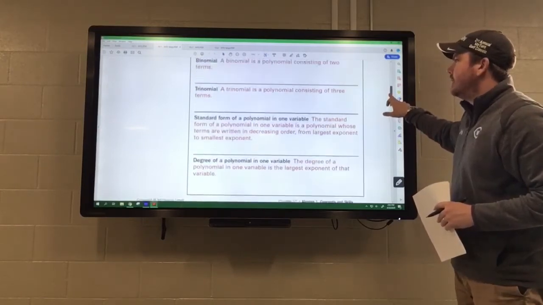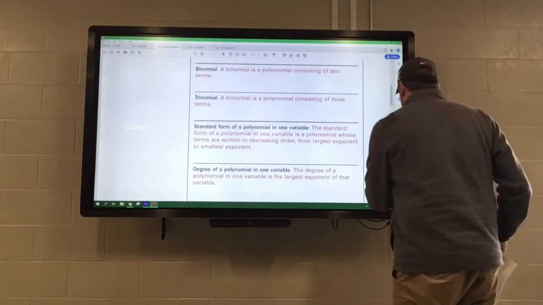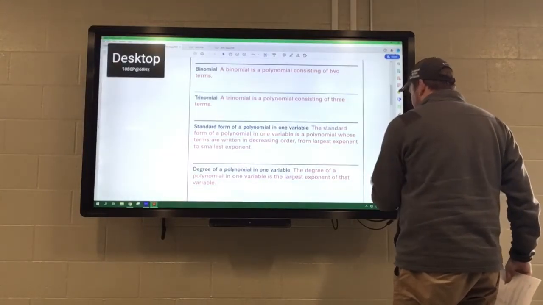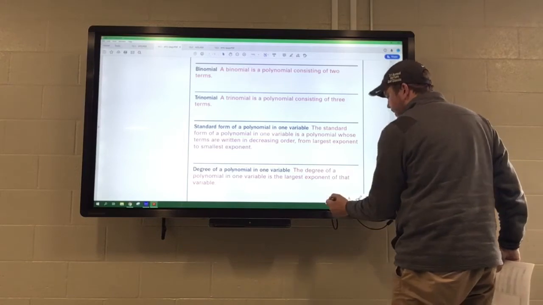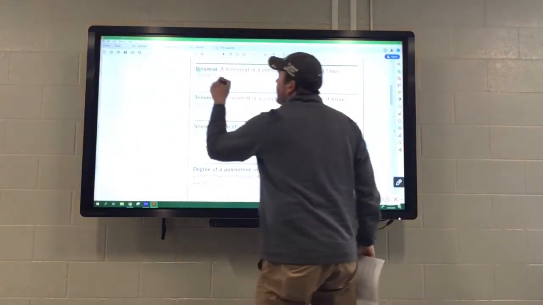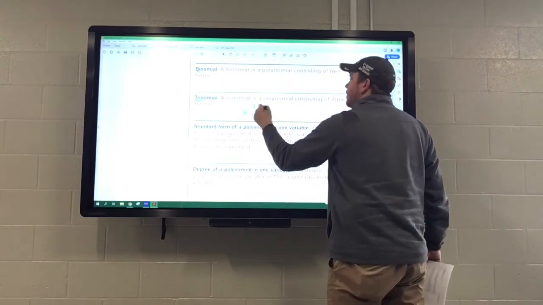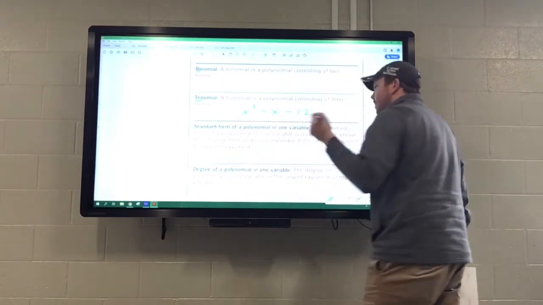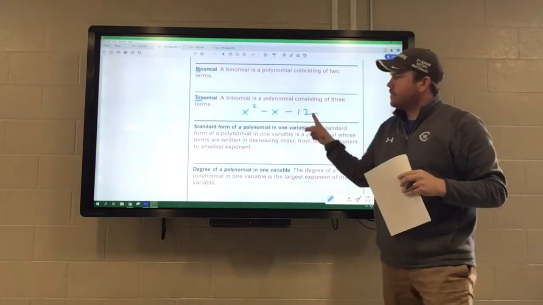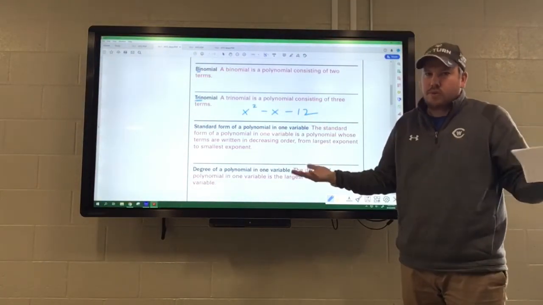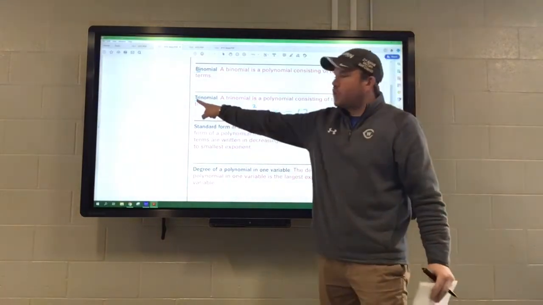Trinomial. So if a binomial means we have two terms, a trinomial means we have 3. Something like that. 3 separate terms, okay? How many wheels are on a tricycle? Tricycle? 3, right? So the prefix tri means 3.